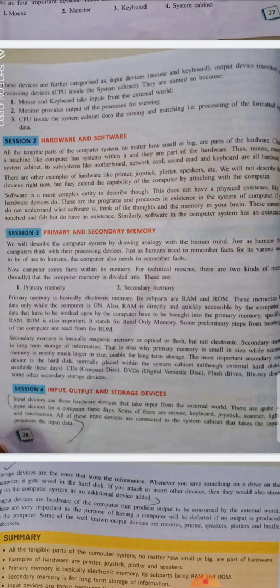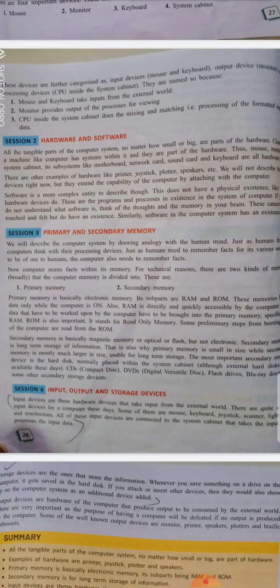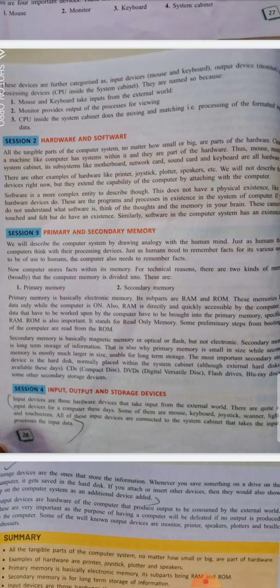The processing device contains three main units, that is ALU, CU and MU. What is meant by ALU? That is the arithmetic and logical unit. What are the arithmetic and logical operations? You know, arithmetic means addition, subtraction, division, multiplication, as well as relational operations such as AND, OR, greater than, less than. And this ALU performs all the arithmetic computation and logical operations.